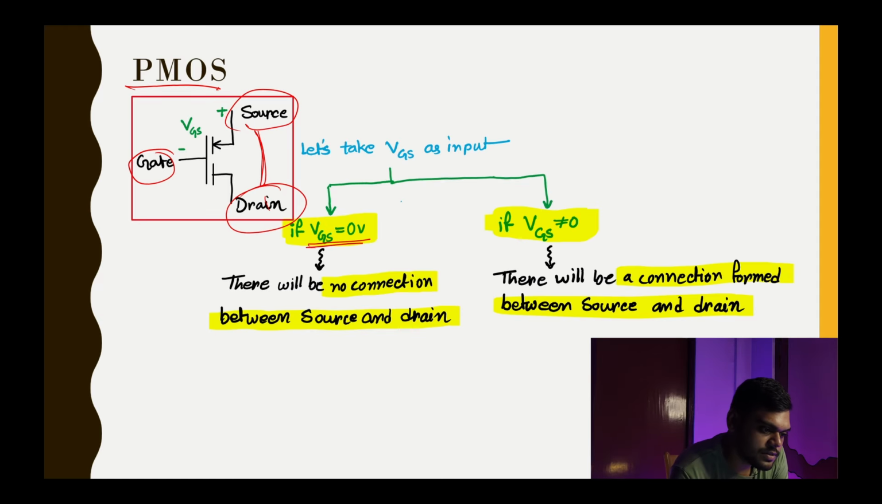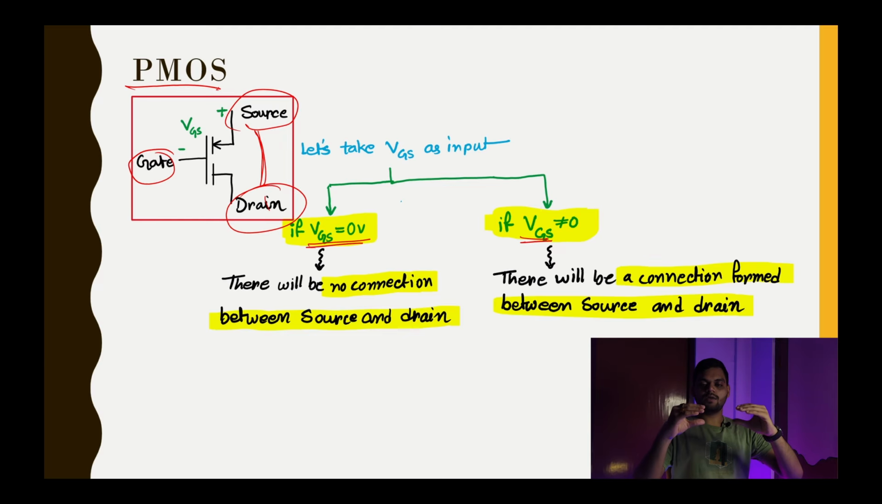And if VGS is not equal to 0, that means V gate and V source will have a difference in their voltages. So it will develop a larger voltage difference between drain and source, connecting both drain and source together, and current will flow. Okay, so let's move on.